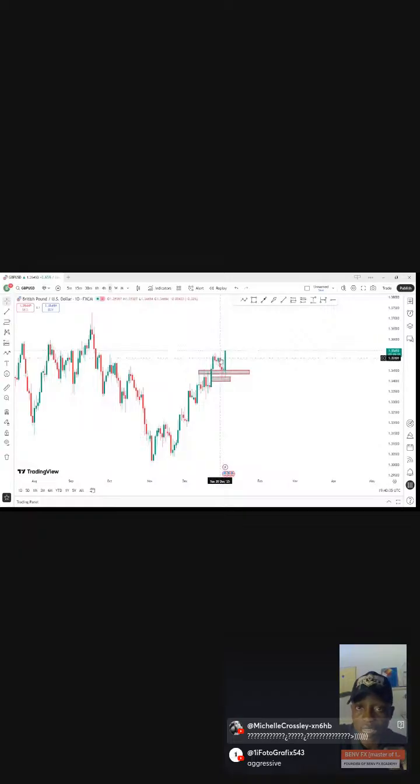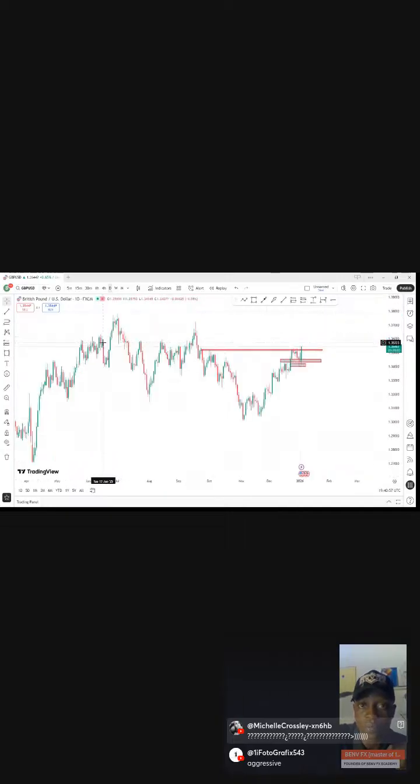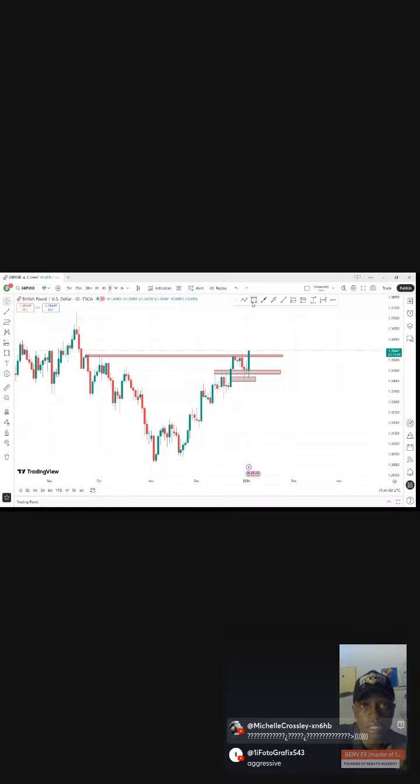And what exactly are you seeing? The market has broken above this particular resistance level with the bullish candlestick. Where is the next resistance level that we'll be looking out for? This is the next resistance level on the daily time frame.